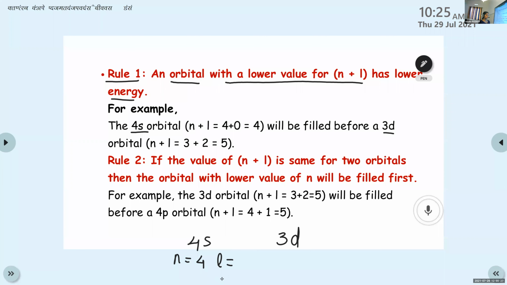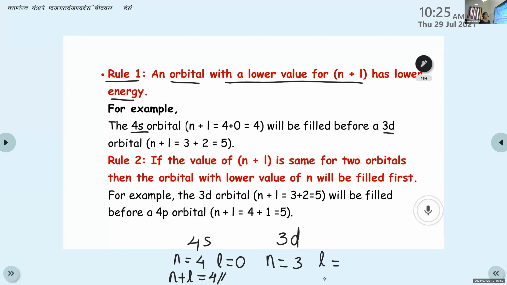Then we are moving to 3d. What about the n value? Alina, Jason, can you tell me the n value of 3d? 3. Yeah, it's 3. Then the l value. John Jose, what about the l value of 3d? Ma'am, 2. Yeah, very good. It's 2. So n plus l is equal to 5.